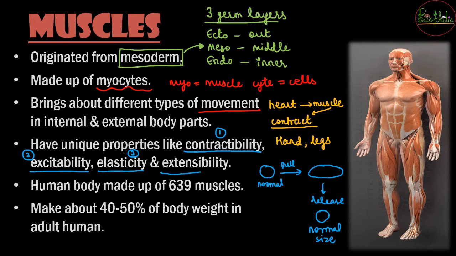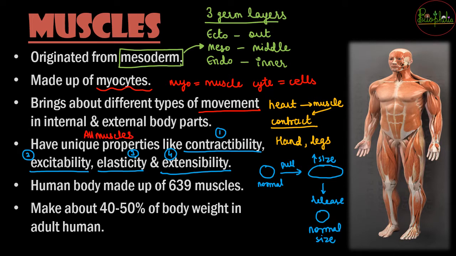And the last one is extensibility. When you pulled it, elasticity was the return back to normal. But extensibility is the increase in size that happened after the pull. It is going to be the extensibility. So these are the 4 properties that you need to know about all the muscles. All muscles will show these. It is not that only one muscle, but this will be for all muscles.